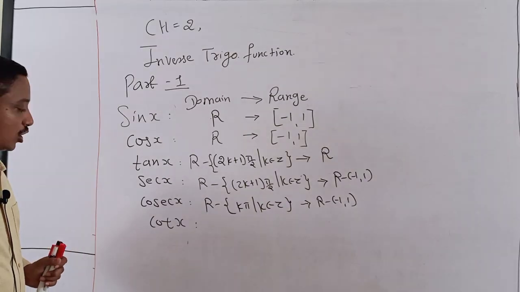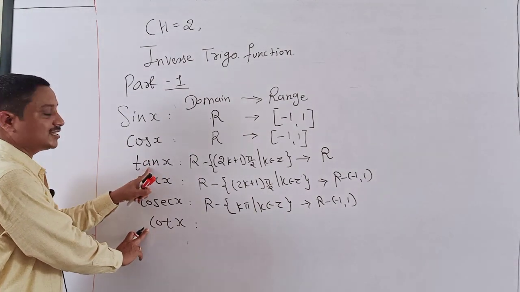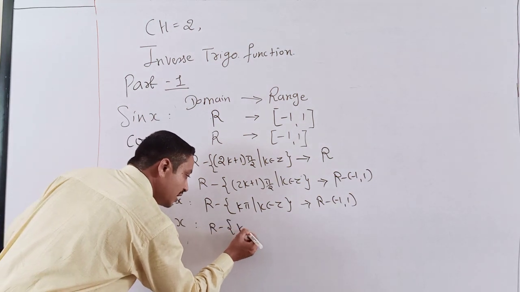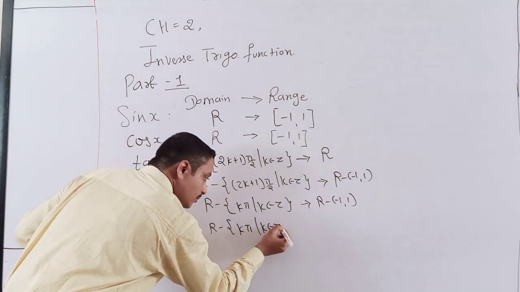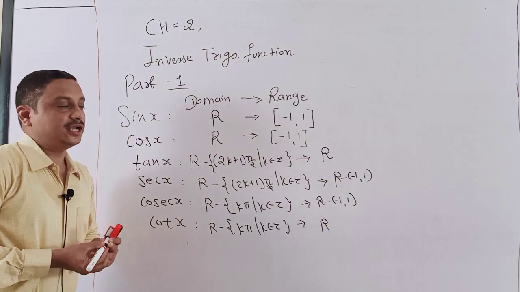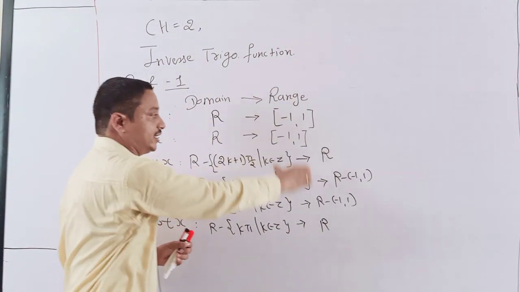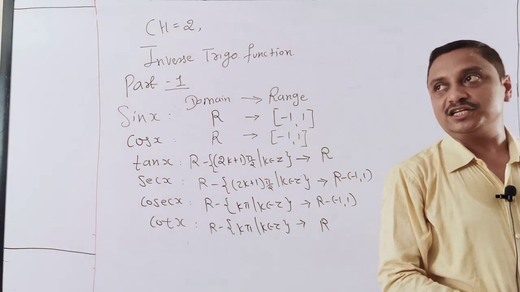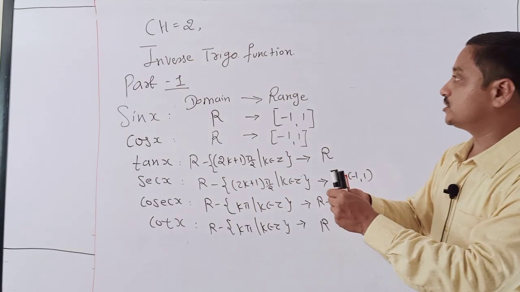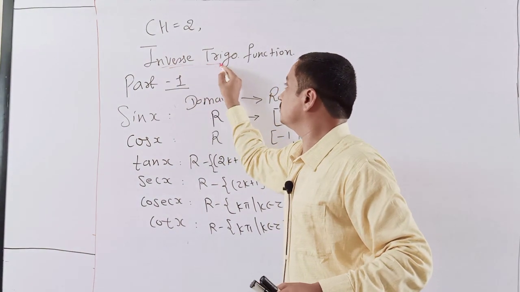And last, the cot x function. When cot does not exist, yes, tan is 0. And where is tan 0? At every k pi, k belongs to Z, and cot range is R. Now these are the domains and ranges. Students, these are only the trigonometric functions. Now I actually start the inverse trigonometric functions.